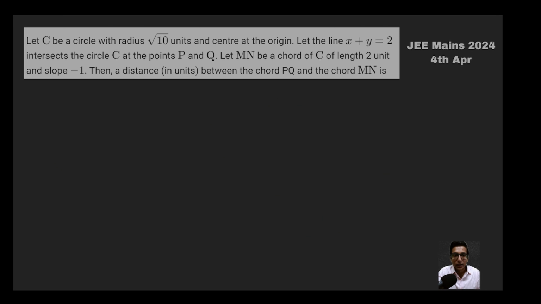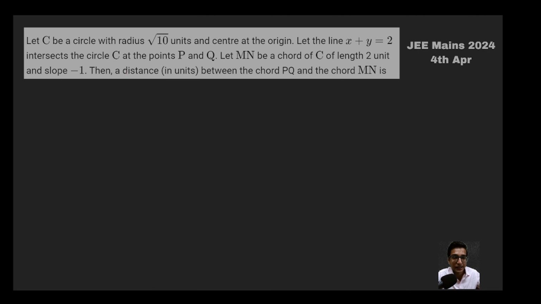Now let us look at another question. In this question, they've given us that let C be a circle with radius root 10 units and center at the origin. Let the line x plus y equals 2 intersect the circle C at points P and Q. Let MN be a chord of C of length 2 units and slope -1. Then the distance between the chord PQ and the chord MN is.